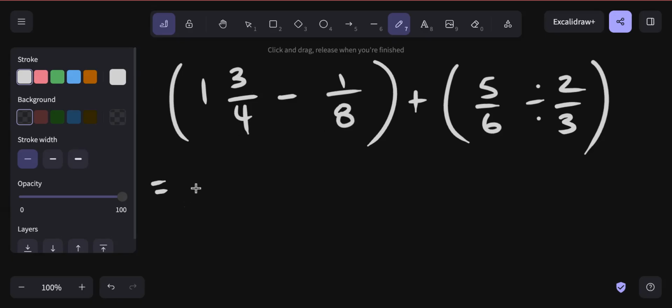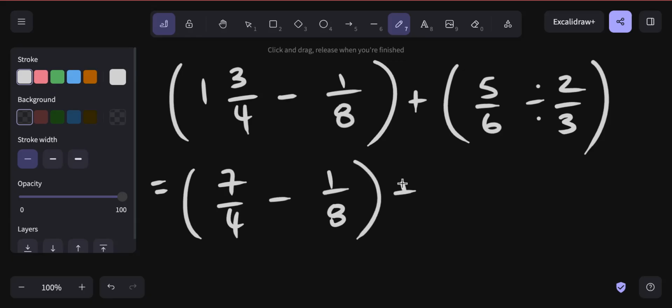Here we have our subtraction, but I'm converting from mixed number to improper fraction. So we end up with here 4 times 1, 4 plus 3, 7 over 4 minus 1 over 8 plus what looks like 5 over 6, and I'm dividing here, so I'll multiply by 3 over 2.